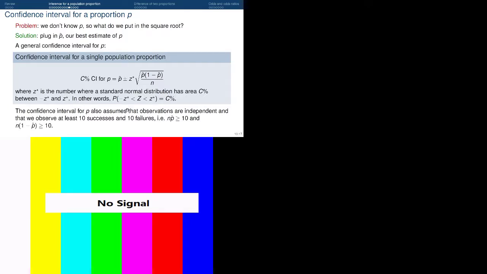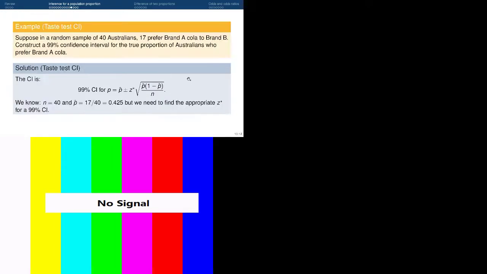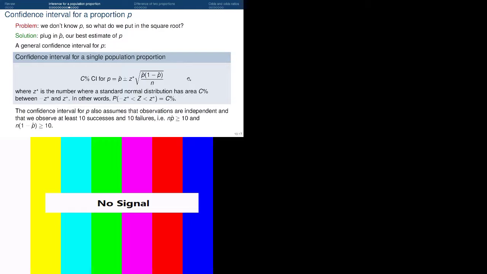All right. So for the confidence interval, we need to test the assumptions as well. Because we don't have a hypothesized proportion, our p0, we just want to have actually observed in our data at least 10 successes and 10 fails.